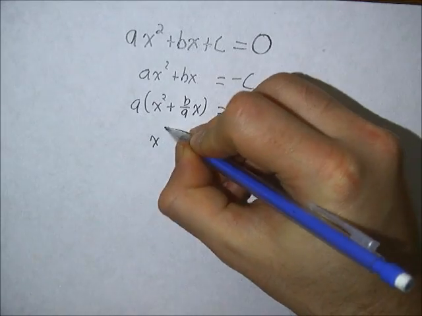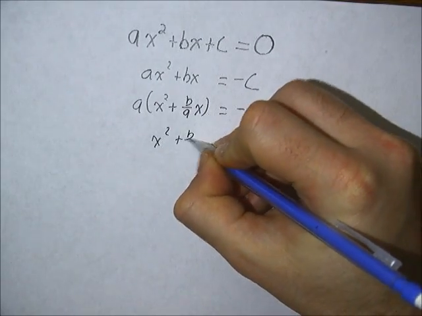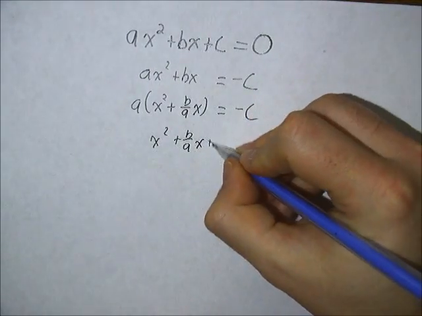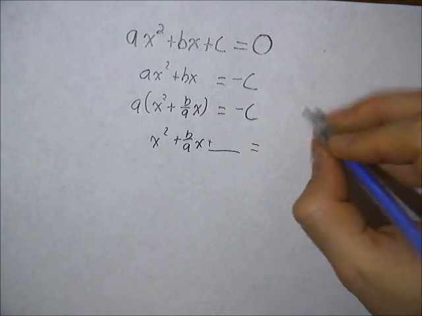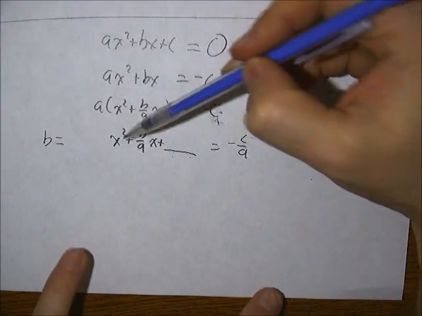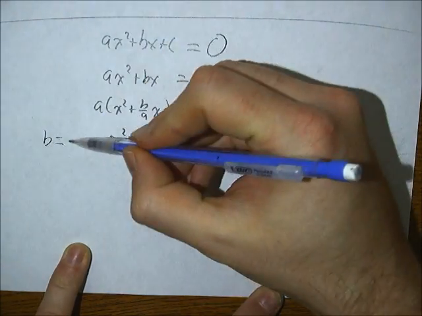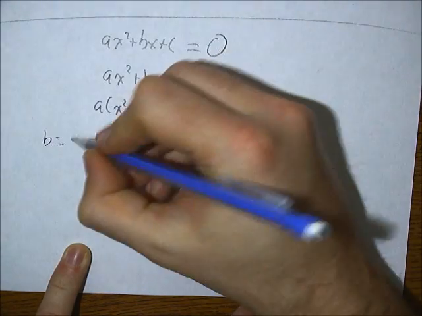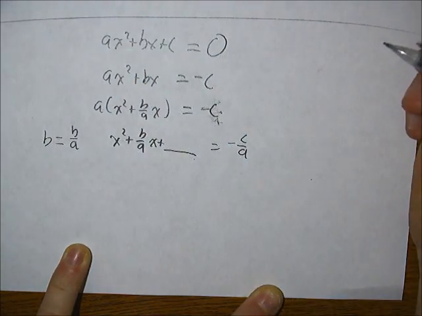Now, divide both sides by a. Gives me x squared plus b over a x. Go ahead and put your plus blank there. Equals negative c over a. Now, normally, whenever we pulled these over with our numbers, we had numbers to write there. However, in this case, we've just got the variables b over a.